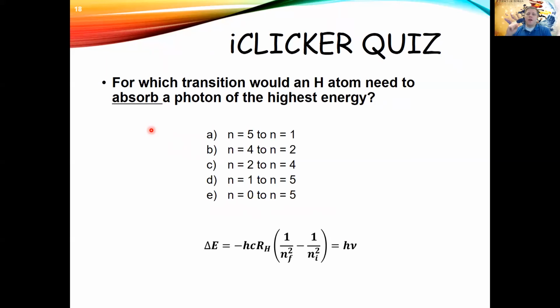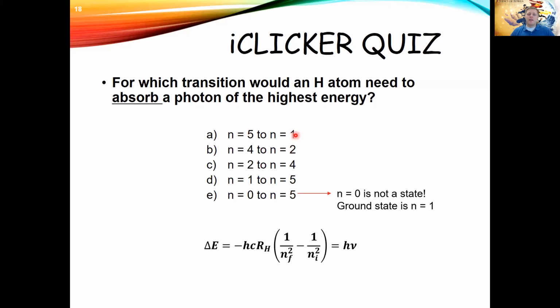Okay, how to think about this. First, let's look at the data. We're trying to figure out which transition would need to absorb a photon of the highest energy. Well, I can tell right away that it's not going to be E. The way I can tell that is it has n equals 0. N equals 0 is not a state. It starts at n equals 1 and works its way up. So it's not that one either. So let's just start at the top of the list now.